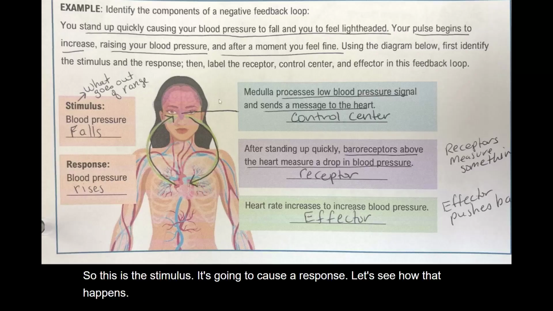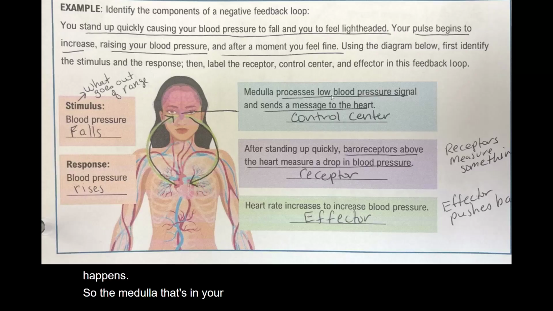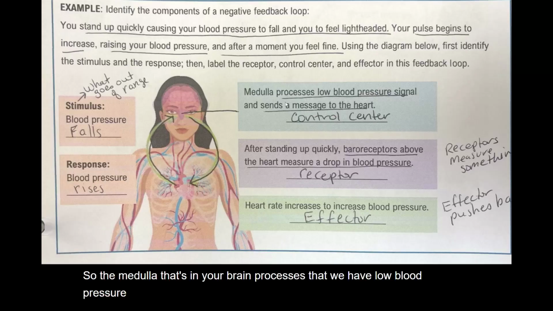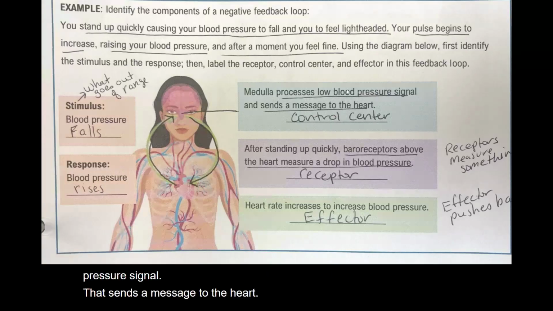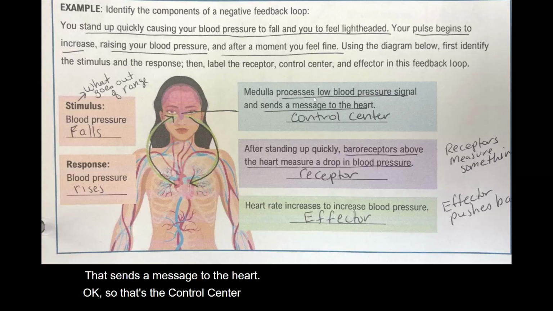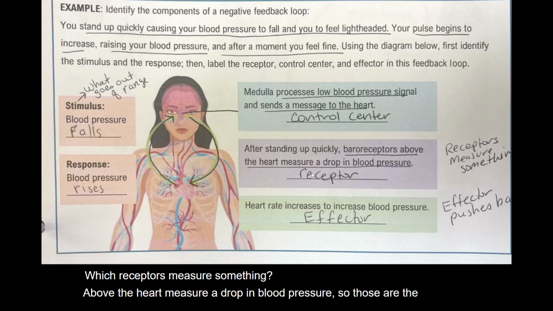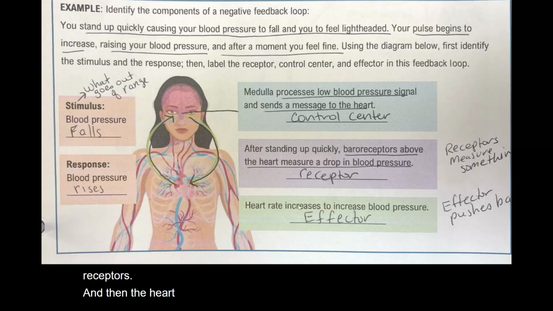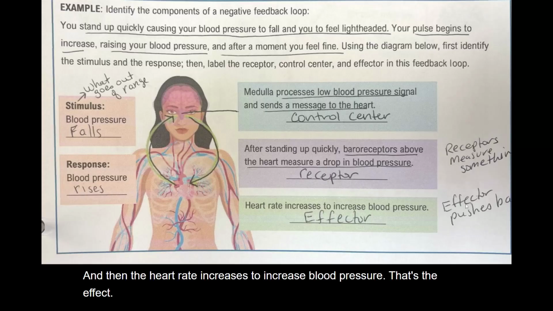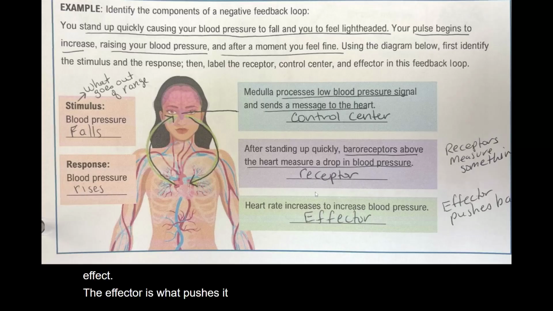The medulla, that's in your brain, processes that we have low blood pressure signal. That sends a message to the heart. So that's the control center part. Here, after standing up quickly, the baroreceptors, which are receptors that measure something, above the heart measure a drop in blood pressure. So those are the receptors. And then the heart rate increases to increase blood pressure. That's the effector. So the effector is what pushes it back to get it going in the right direction.